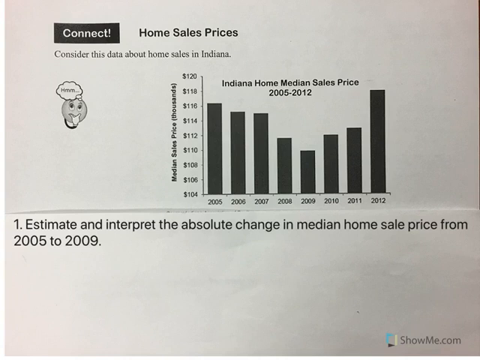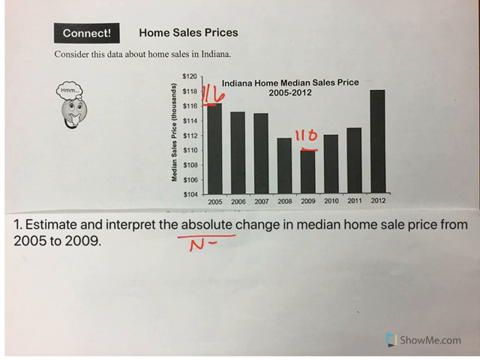Let's do a little application of absolute and relative change here with home sale prices. Now, when you're given a bar graph as you are here, you're going to do a little bit of estimating. So we're going to estimate and interpret the absolute change from 05 to 09. If I look at 05, I'm going to say that that's roughly 116. In 09, I'm going to guess that to be 110. You can estimate differently, but that's what I'm using here.